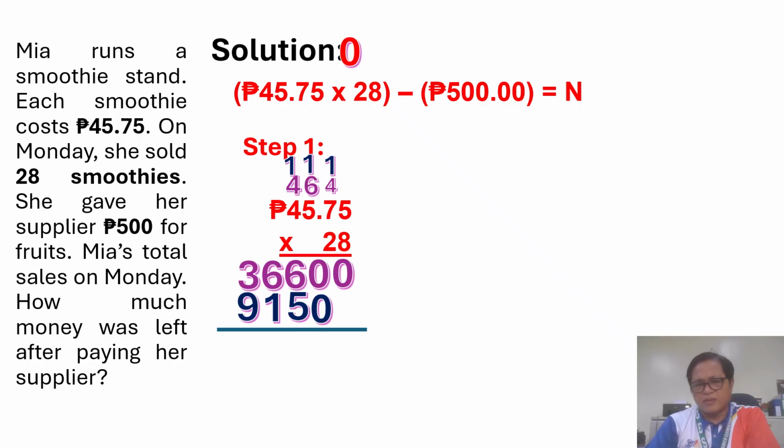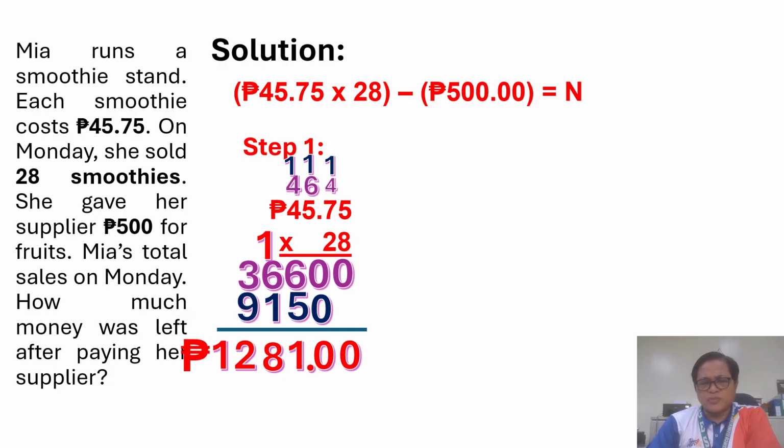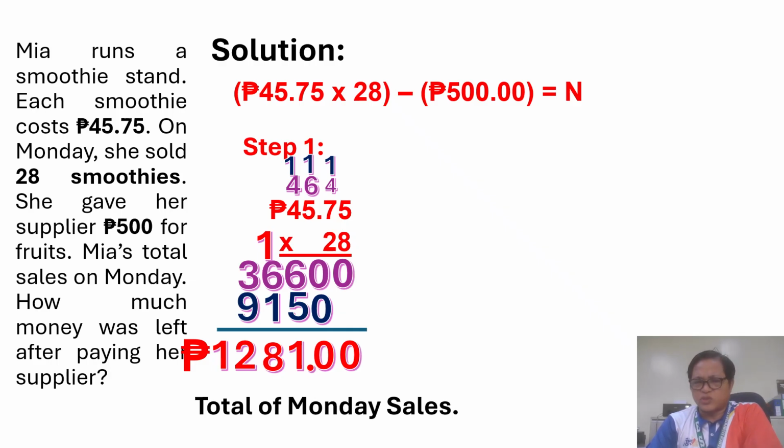Then add the numbers: bring down 0, bring down 0, 6 plus 5 equals 11, bring down 1, carry 1. 6 plus 1 plus 1 equals 8. And then 9 plus 3 equals 12. Count the number of decimal digits in the product or in the factors. We have 2, so put the decimal point 2 places from the right. And of course, you have to put the peso sign. The amount that she had for the sales on Monday is 1,281 pesos.